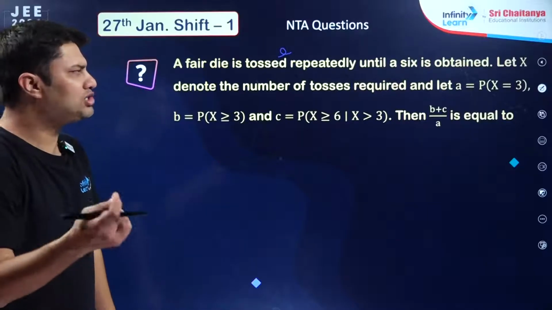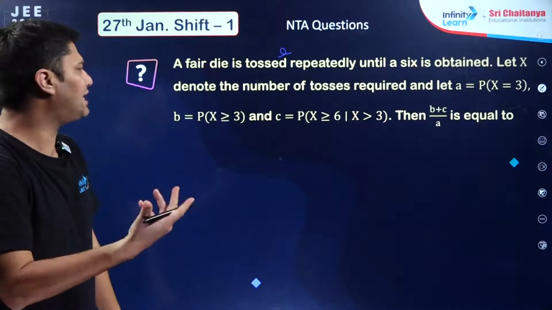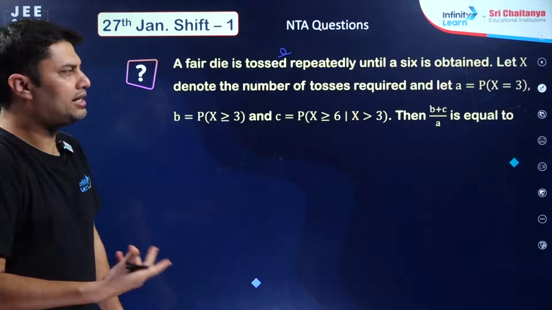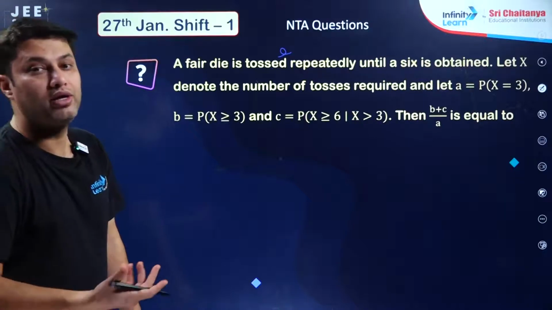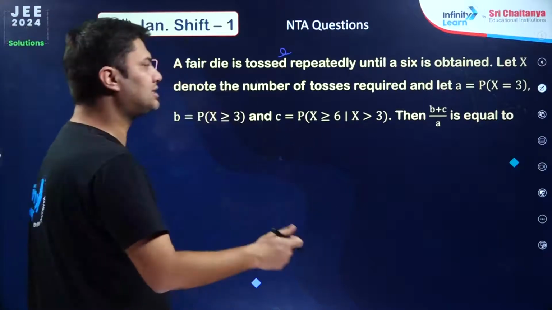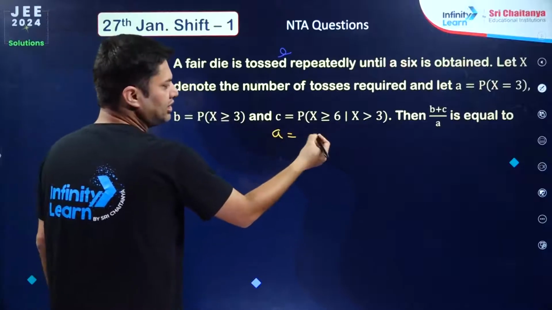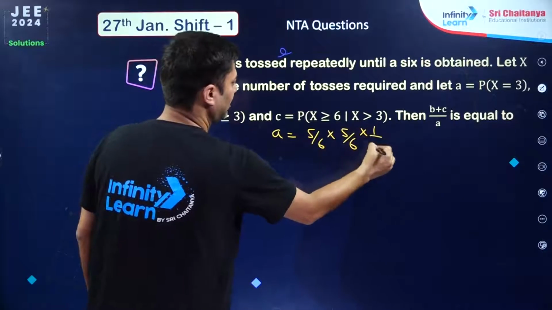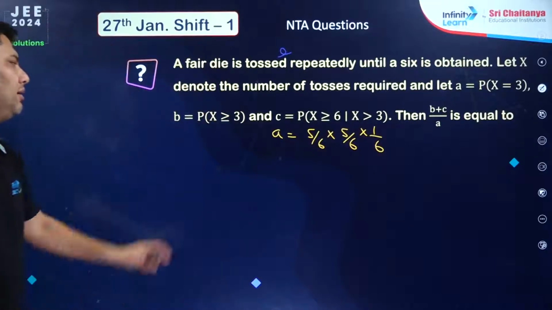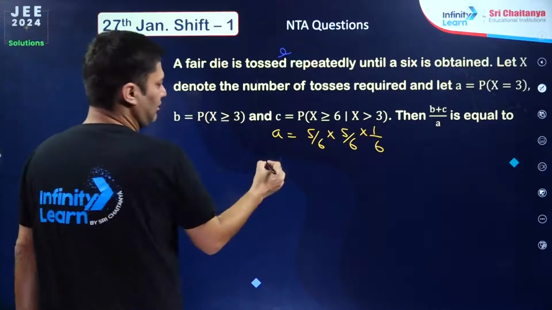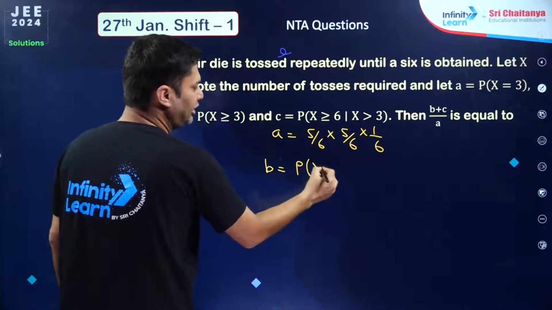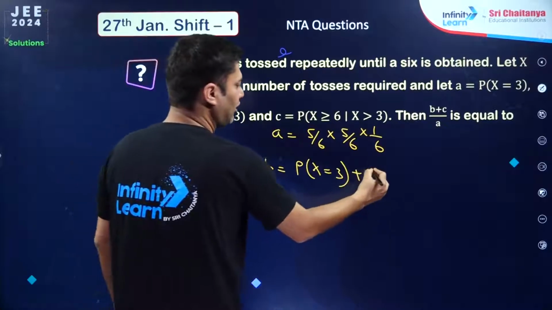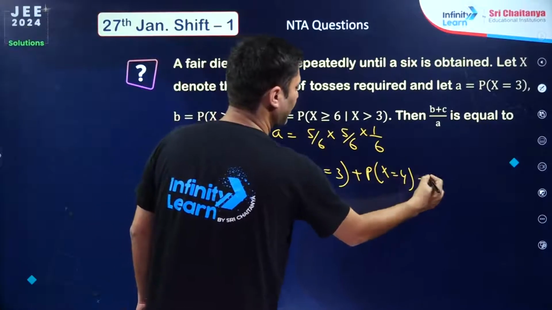A fair die is tossed repeatedly until a 6 is obtained. Let x denote the number of tosses required. Let A be the probability x equal to 3. That means on the third toss you are getting 6. So A is: first toss not getting 6, second toss not getting 6, but third toss you are getting 6. So this is A. B is x greater than 3. So x greater than 3 means either you are getting it at the third number or at the fourth number and so on.